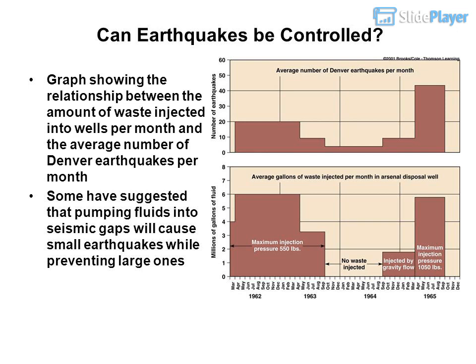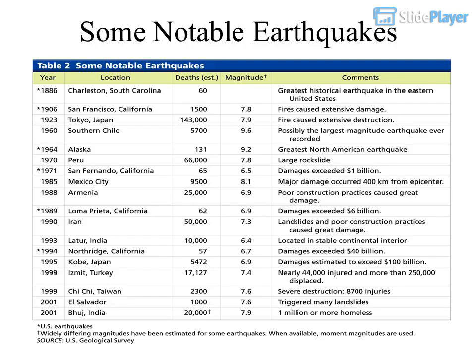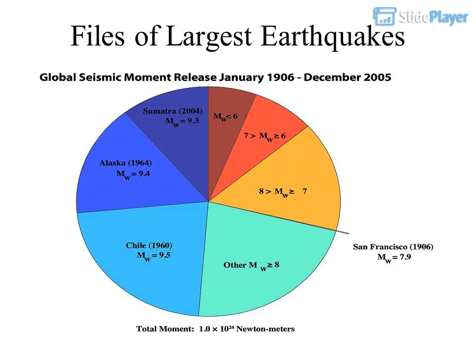Graph showing the relationship between the amount of waste injected into wells per month and the average number of Denver earthquakes per month. Some have suggested that pumping fluids into seismic gaps will cause small earthquakes while preventing large ones. Some notable earthquakes. Files of largest earthquakes.